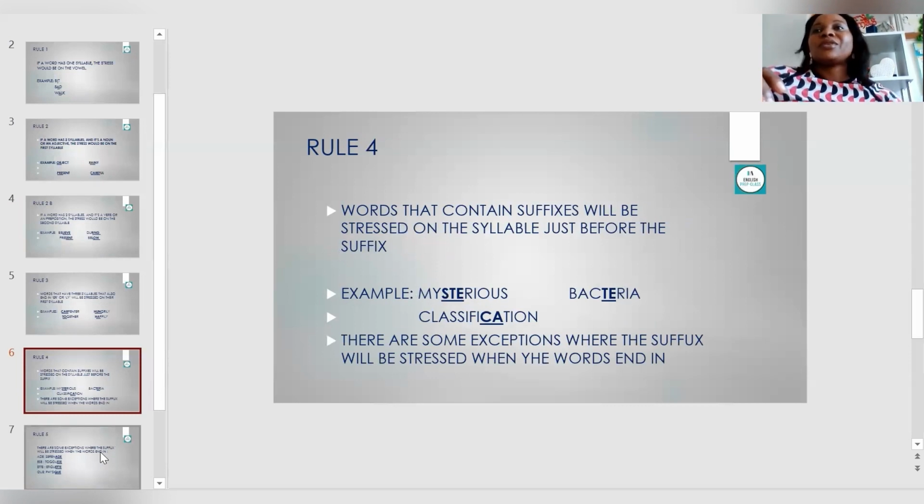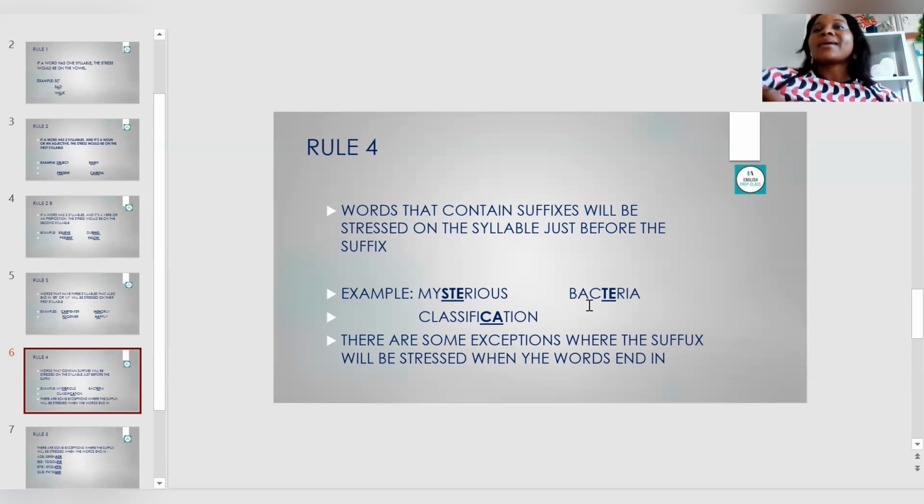This is another rule here. Words that contain suffixes will be stressed on the syllable just before the suffix. So this word here, mysterious, is gotten from the word mystery. So it means that -ious is the suffix, the word added to the ending of another word to give it another meaning. So here, the rule says that the stress will be on the syllable just before the suffix. So mysterious, that is where the stress is.